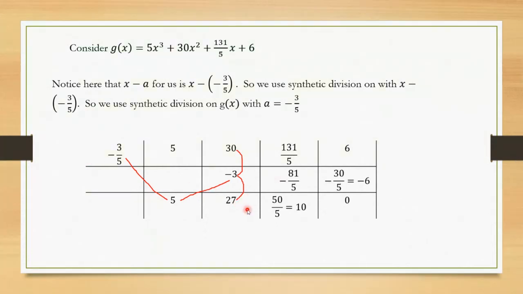Now, if you multiply, remember, you get negative 81 over 5. You're multiplying 3 by 27. When you add and subtract fractions, you need a common denominator, which we have here. So we have 131 over 5 plus negative 81 over 5, which is 50 over 5, which is 10. Minus 3 over 5 times 10, that's minus 30 over 5, which is minus 6. And so 6 plus minus 6, we get a 0.